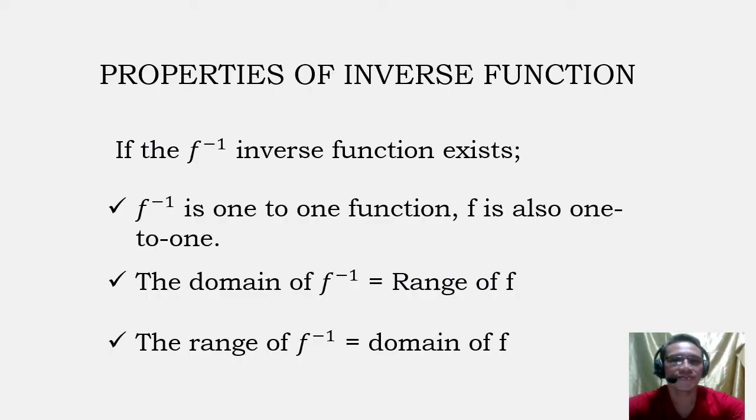Okay, so let me give you first the properties of inverse function. If the inverse function f raised to negative 1 exists, f raised to negative 1 is a one-to-one function and f is also a one-to-one function. It means that if the inverse function exists, then the inverse function is one-to-one if the original function is also one-to-one. And the domain of the inverse of the function is equal to the range of the original function, while the range of the inverse function is the domain of the original function.